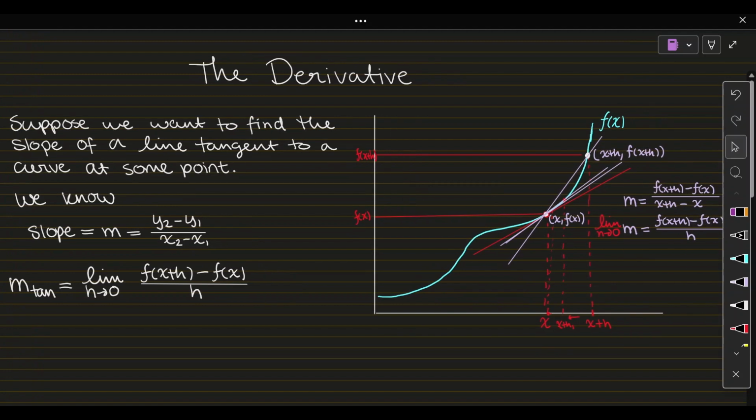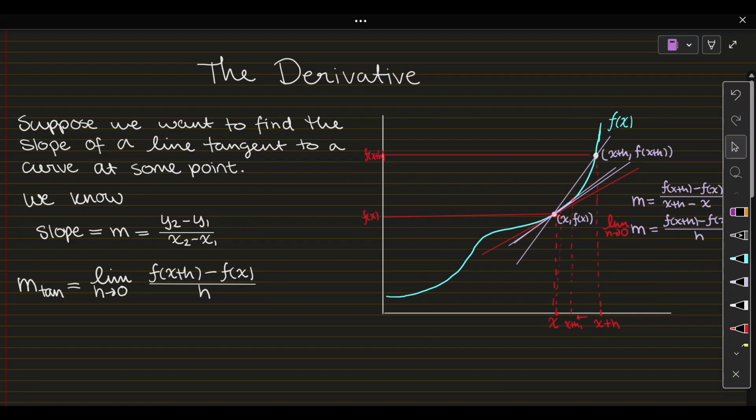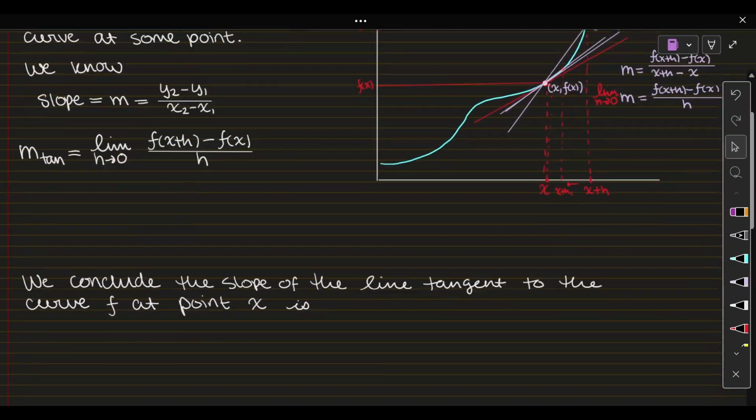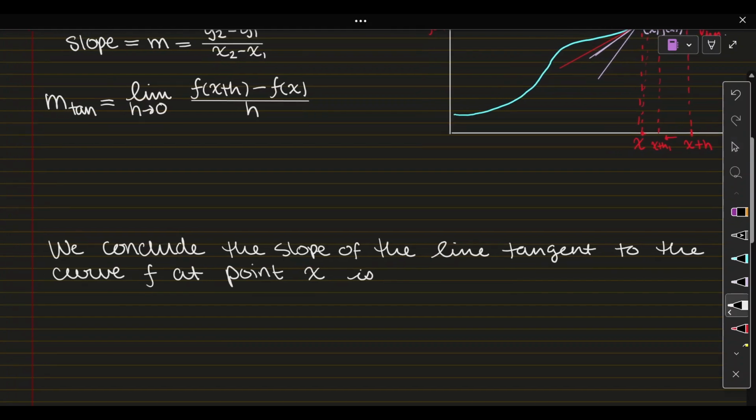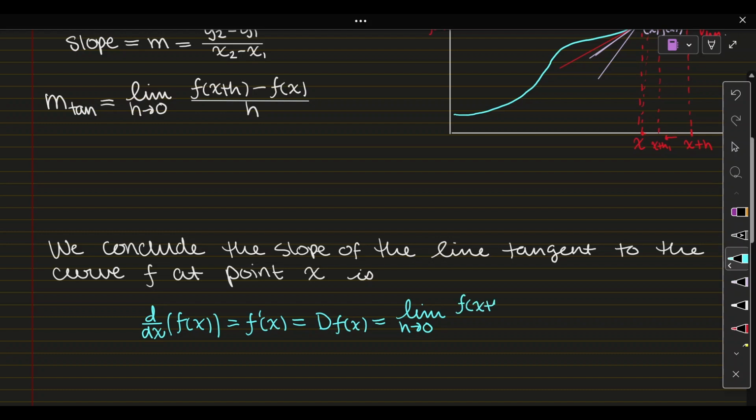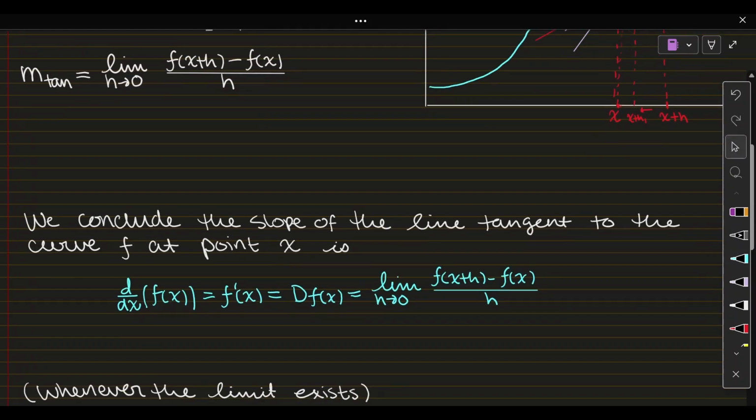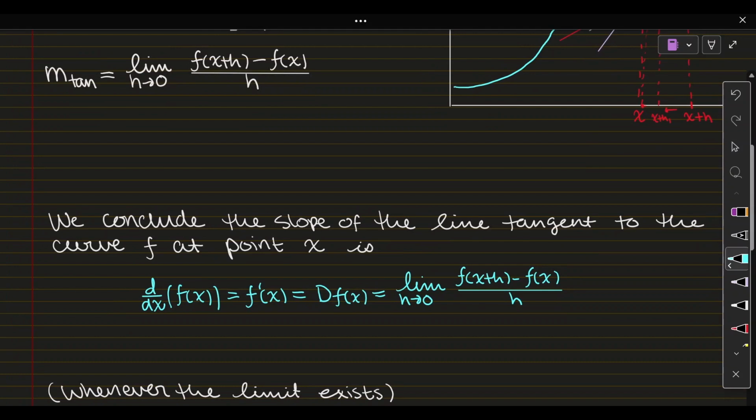And we actually define the derivative in this way. So we say that the derivative is the slope of the tangent line. So the slope of the tangent line to the curve f at point x is defined to be, there's a couple different ways to write it. You may see it as d by dx of f of x. You may see it as f prime of x. You may even see it, more rarely, as df of x. But it's equal to the limit as h goes to 0 of f of x plus h minus f of x over h. And there's a couple different ways to formulate the difference quotient there, that limit, but they're all equivalent.